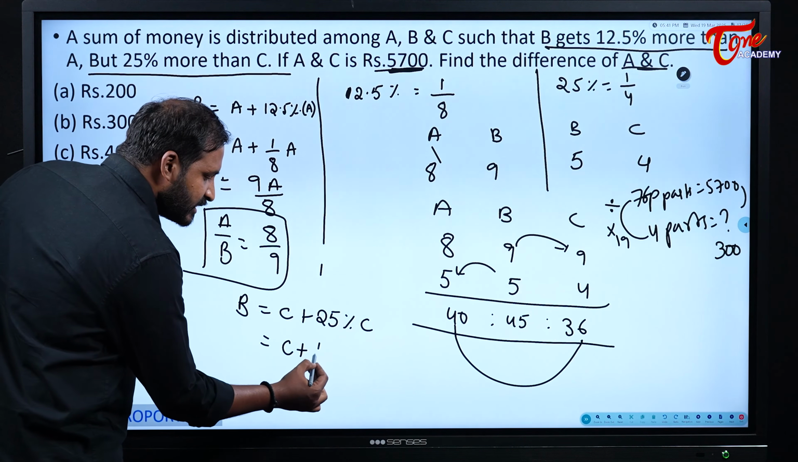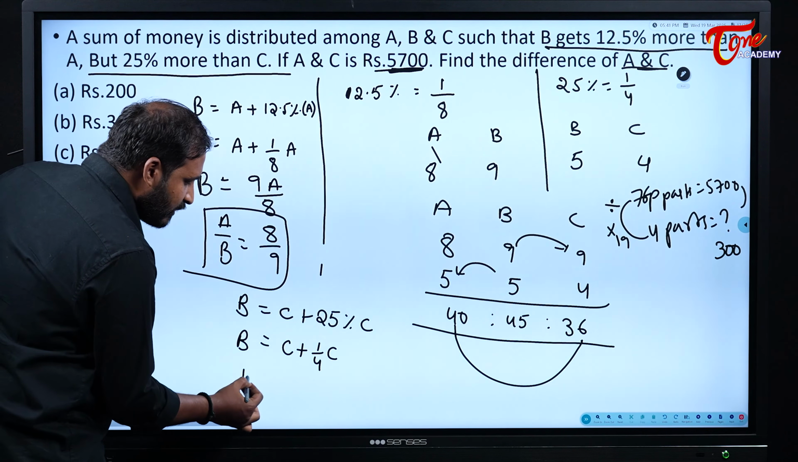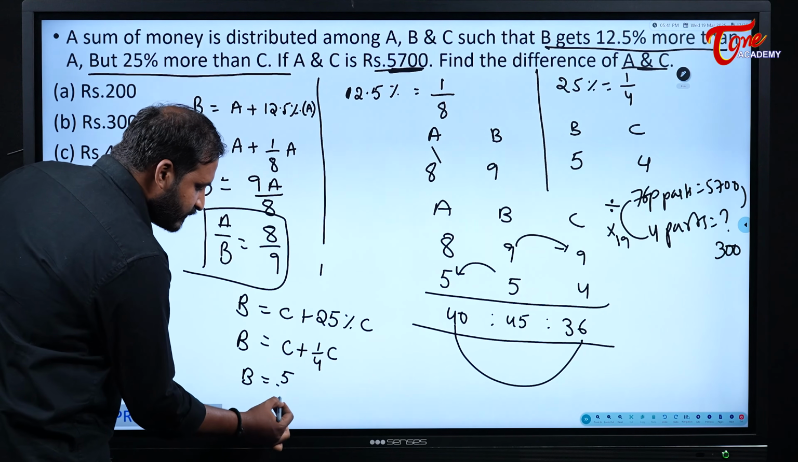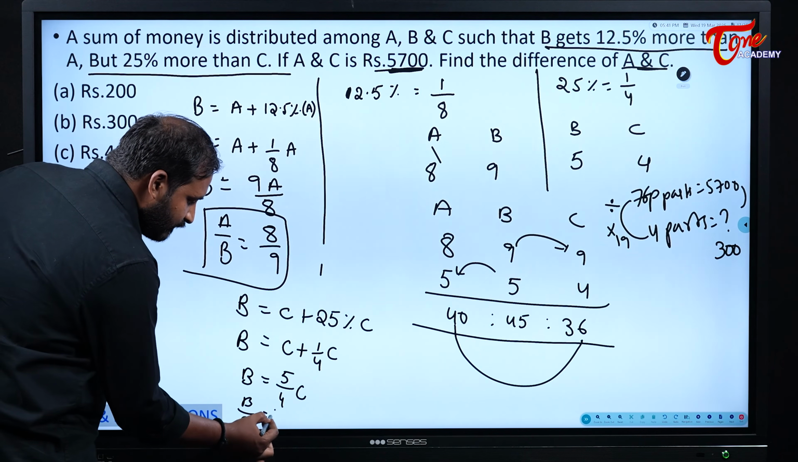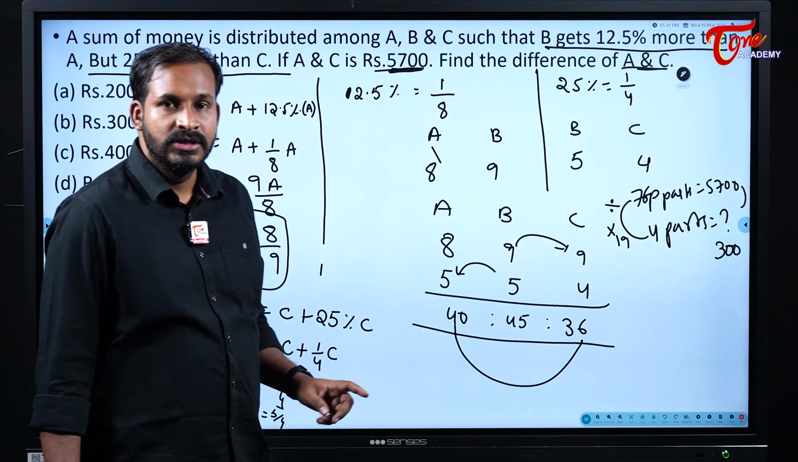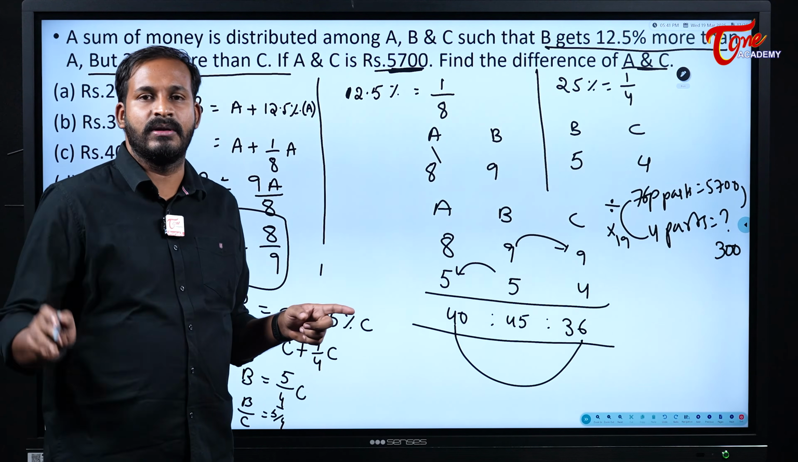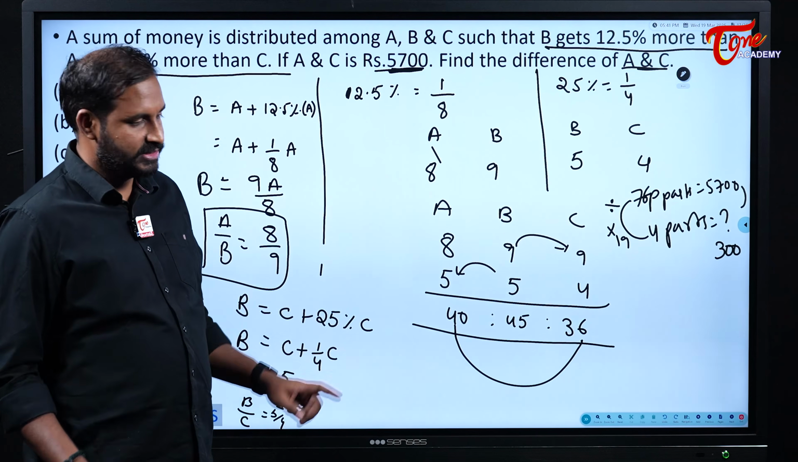So what happens to this? C plus 25% means what? C plus 1 by 4 of C. So the B value becomes what for me here? 5 by 4 of C. Now B by C becomes what? 5 by 4. Same thing, right? B and C, 5:4. So everything, percentage, ratio and proportions, all these are interlinked with each other. Okay, this is the case.